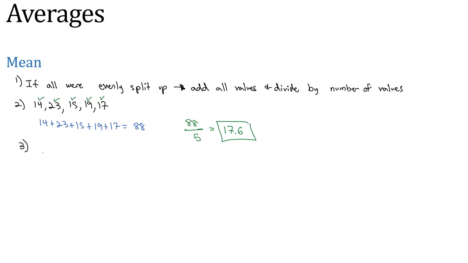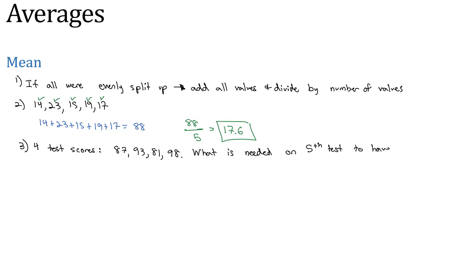We can use this concept of what an average is if all of them were evenly split up and had the same amount to help us find out what might be needed to achieve a certain average. For example, if I have 4 test scores in a class, and those test scores are 87, 93, 81, and 98. And I want to know what is needed on the 5th test to have an average of 90.